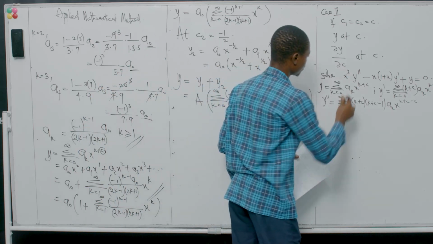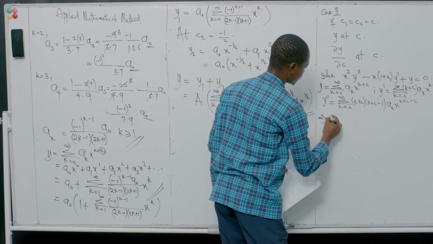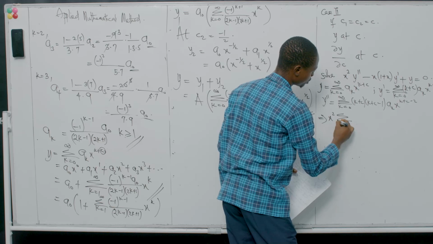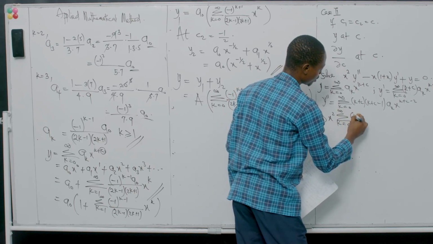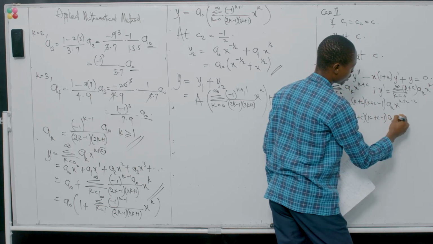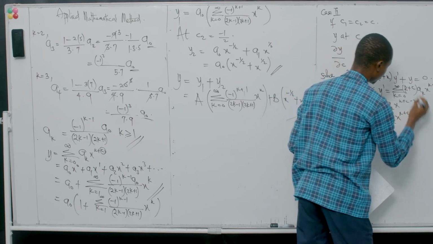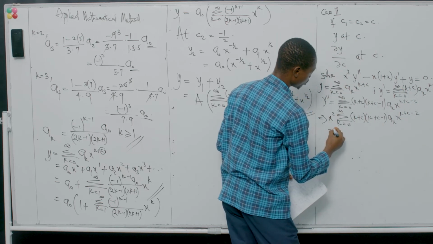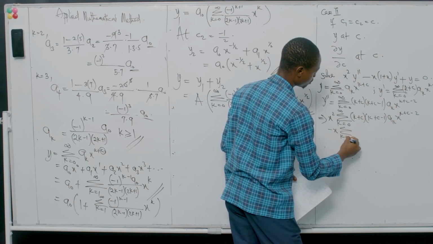Now let's put it inside. We'll now have x squared summation k starting from 0 to infinity, k plus c, k plus c minus 1, ak x raised to k plus c minus 2. Then minus x summation k starting from 0 to infinity.